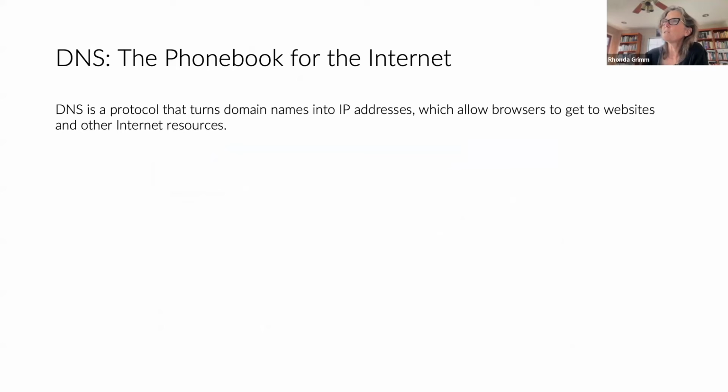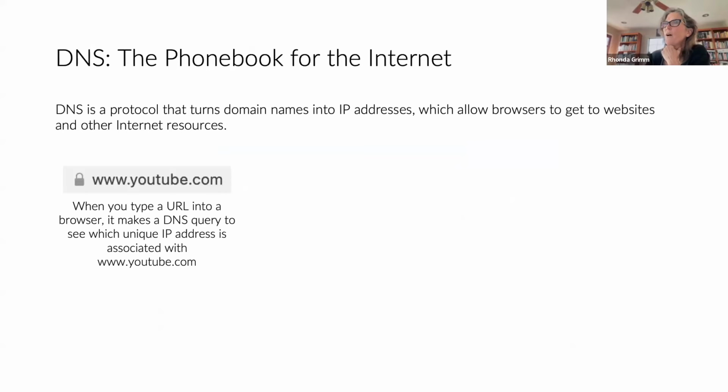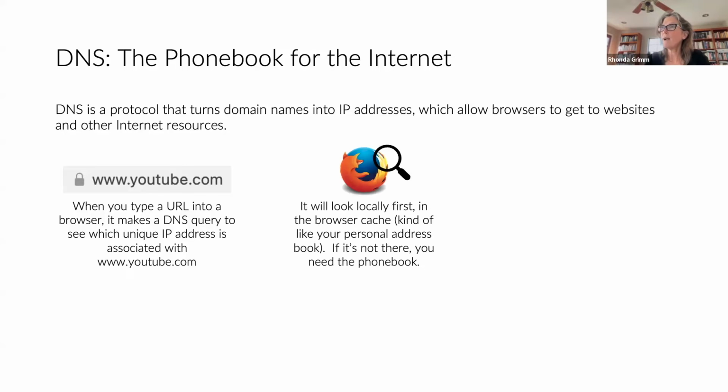So DNS is really the phone book for the internet. It's the protocol that turns domain names into IP addresses and allows browsers to find websites and other internet resources. So when you type the URL youtube.com into the browser, there's a DNS query that automatically takes place and sees what unique IP address is associated with youtube.com.